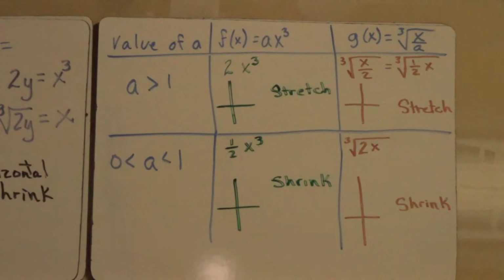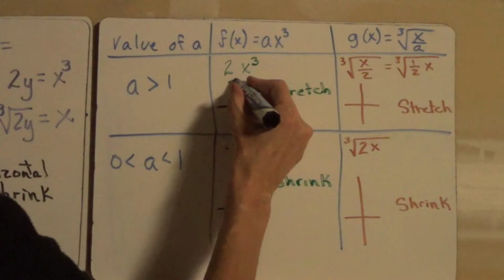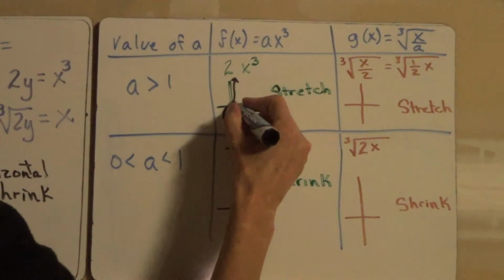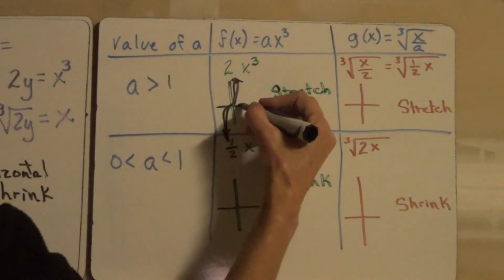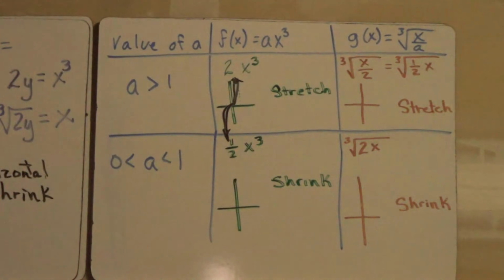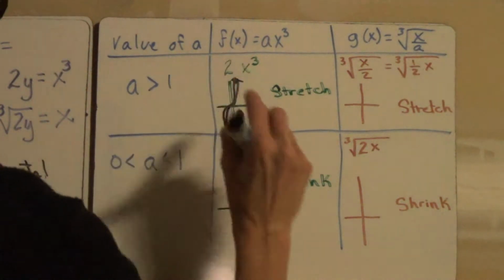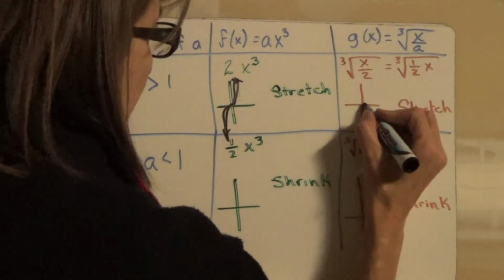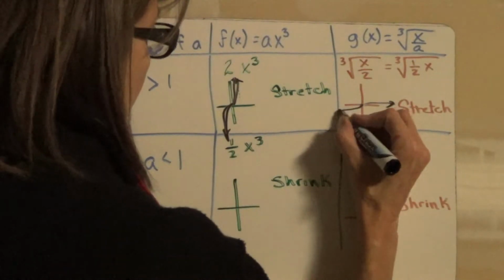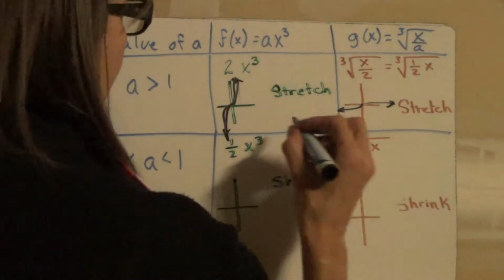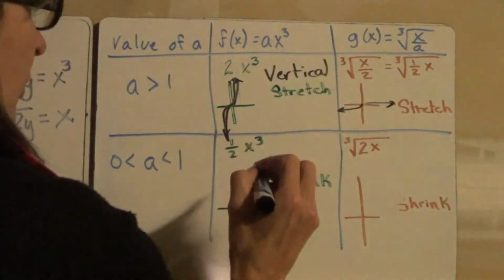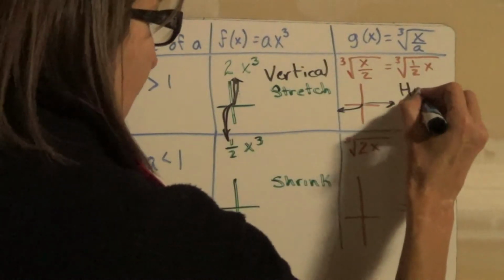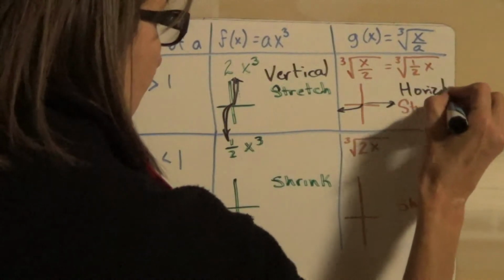So when the a value is greater than 1, like 2x cubed, we would have a stretch. It would make it real, real skinny. It stretches away from the x-axis right here compared to the parent function. So when it's stretched away and we flip it, what happens is it's still stretched away, but now this one was a vertical stretch. This one is a horizontal stretch from the y-axis.